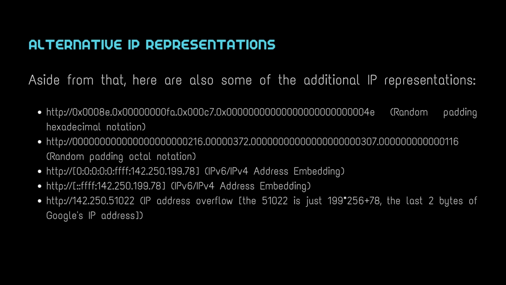Aside from that, there are also some additional IP representations. The first one is in hexadecimal notation that has random padding, and the next one is in octal notation with random padding as well. The next two are IPv6/IPv4 address embedding, and the last one is IP address overflow, where the 51,022 is just 199 times 256 plus 78, which are the last 2 bytes of Google's IP address.